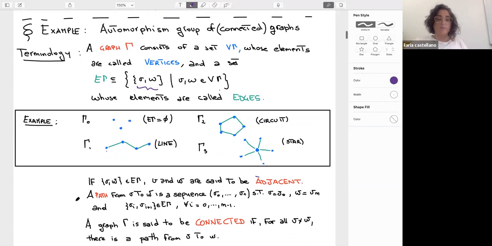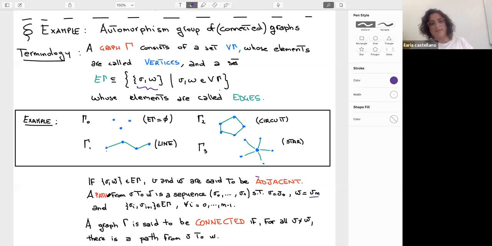A path from V to W is a sequence of vertices such that the first vertex is equal to V, the last vertex is equal to W, and then I also need the consecutive vertices. They have to form an edge. So a path looks like something like gamma 1 here, it looks like a line, but also a circuit can be a path, or also a combination of the two. So I can have a line and then I can have some circuit somewhere.